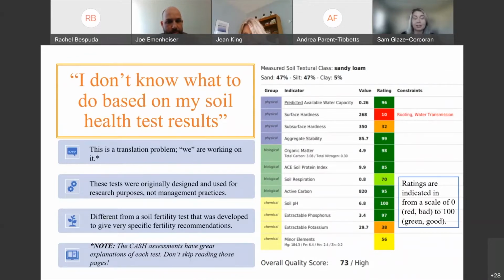So something that I hear really often is, I don't know what to do based on my soil health test results. I hear this from farmers, or I hear it from an agricultural service provider that's gone out and taken a test and they get the information back. And then there's this question of, okay, now what? What do I actually do?